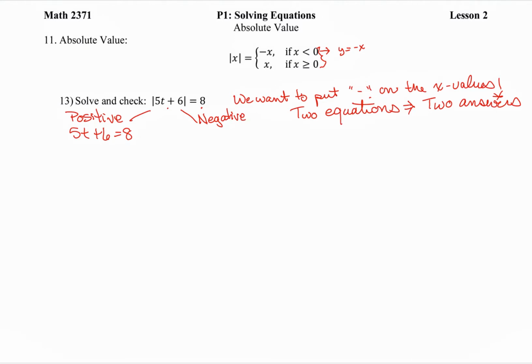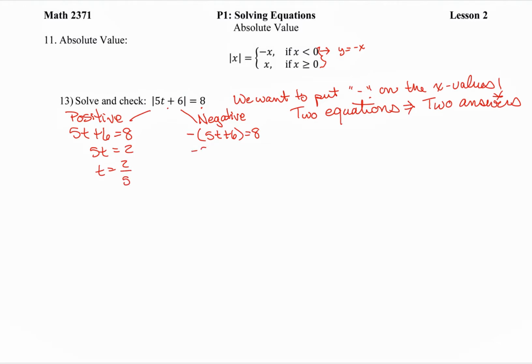And that's going to be where the negative of what's in the absolute value bars equals your answer. So that's your negative. Notice that it's the negative of what's inside equals your answer. Now, these are just simple equations. You just solve them like normal. So I'm going to pull the 6 to the other side. So I have 5t equals 2. So t equals 2/5. Simple.